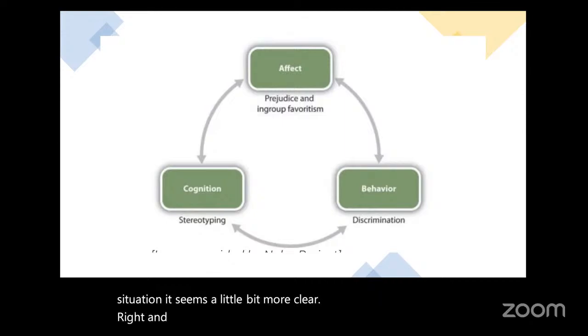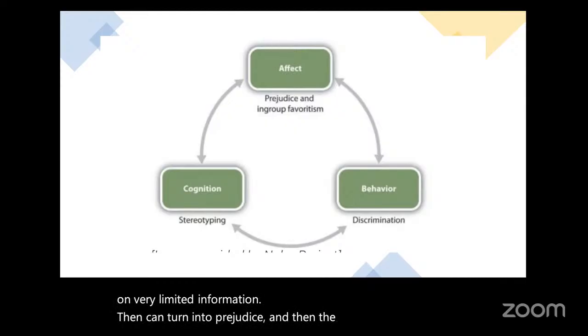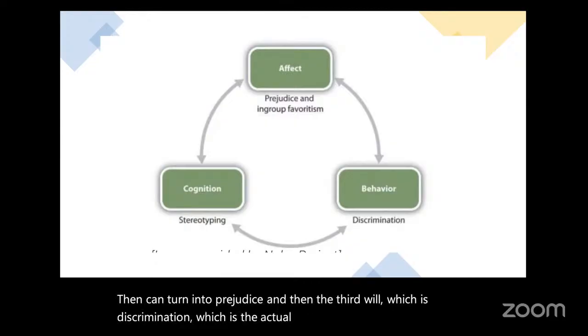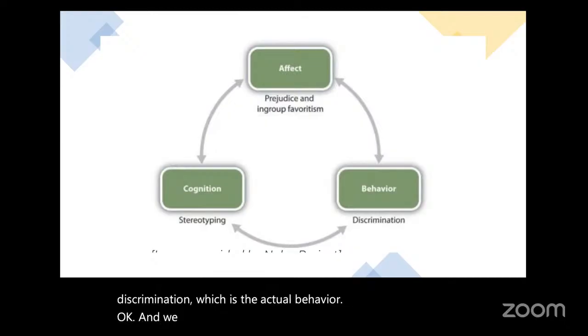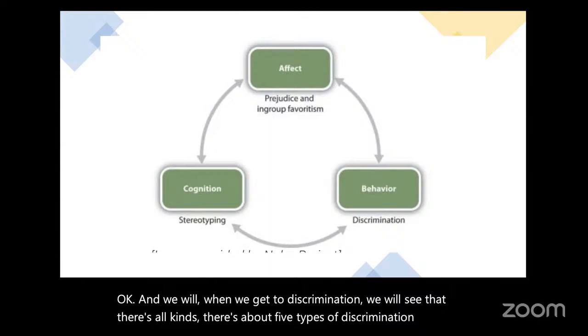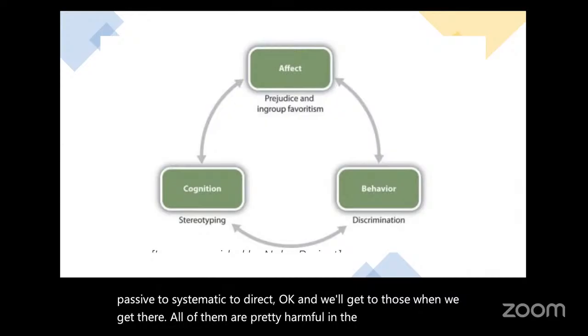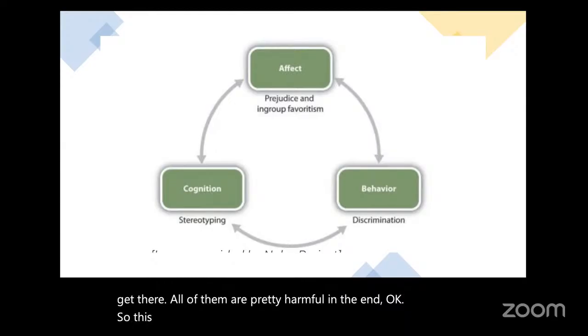And so this is kind of the flow of how a stereotype based on very limited information can turn into prejudice. And then the third will be discrimination, which is the actual behavior. When we get to discrimination, we will see that there are about 5 types of discrimination, from passive to systematic to direct. We'll get to those when we get there. All of them are pretty harmful in the end. So this is kind of where we're headed.